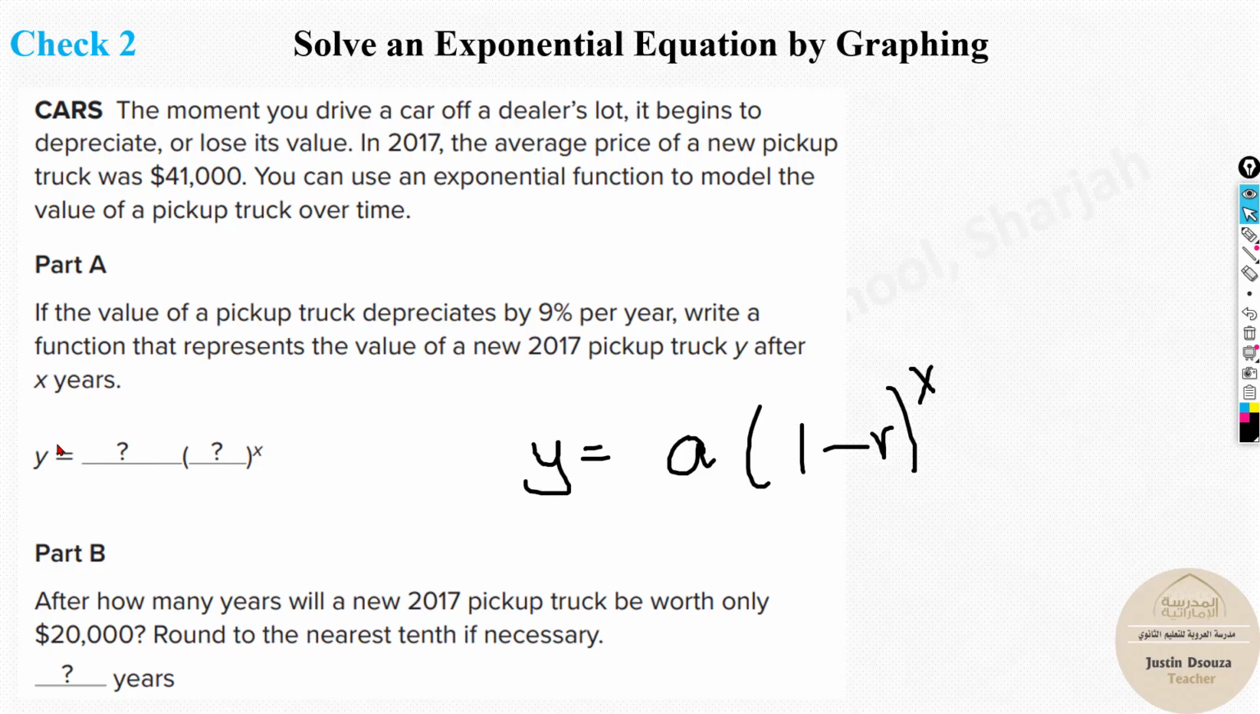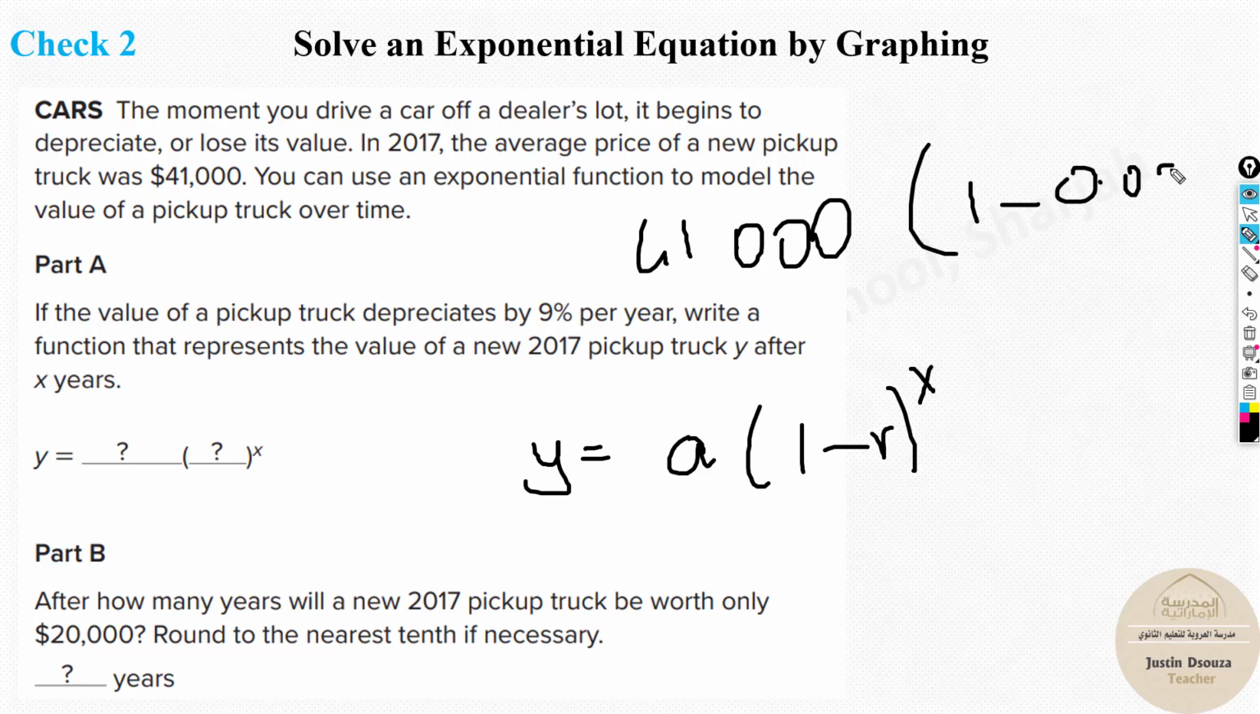Over here, all you need to write is the equation, the first one. We know it is 41,000, so A, the initial value, is 41,000. And what is 1 minus r? r is 0.09, or 9%, to the power x years, they have told us in terms of years. So 1 minus 0.09 would be 0.91. Okay, that is the answer, 0.91 and 41,000.